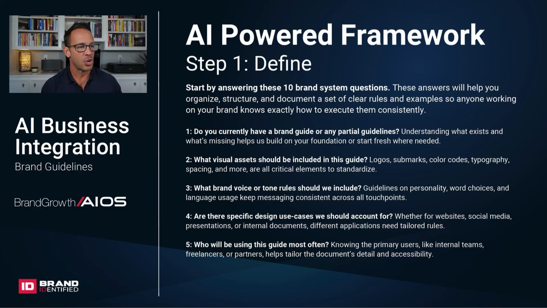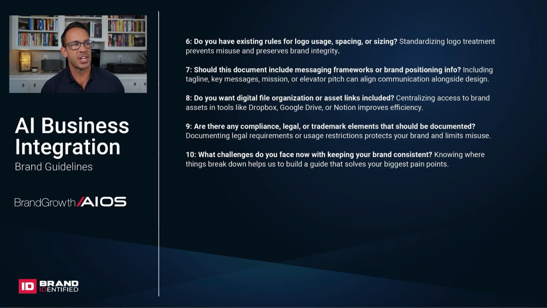Question number 5 is, who will be using this guide most often? Knowing the primary users, like internal teams, freelancers, or partners, helps tailor the document's detail and accessibility. Question number 6 is, do you have existing rules for logo usage, spacing, or sizing? Standardizing logo treatment prevents misuse and preserves brand integrity. Question number 7, should this document include messaging frameworks or brand positioning info? Including tagline, key messaging, mission, or elevator pitches can align communication alongside your visual identity design.